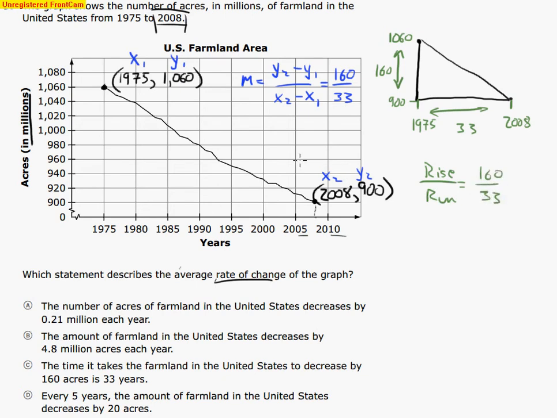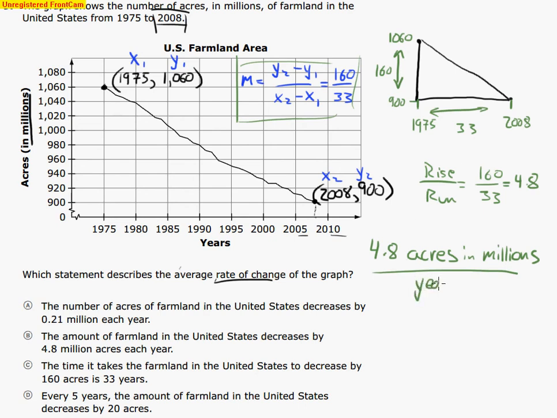Use whichever method you prefer. If you just like memorizing the equation and plugging in, go ahead and do that. If you like just thinking about the shape of things and the rise over the run, you can go ahead and do it my favorite way. If you run this through your calculator, you're going to get 4.8. Now my rise was acres, so that is going to be 4.8 acres. Well, actually, million acres per, and what was the run? Years. Per year.